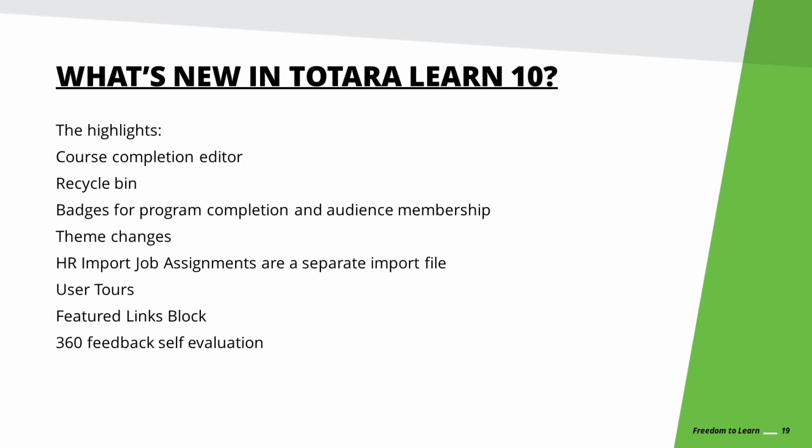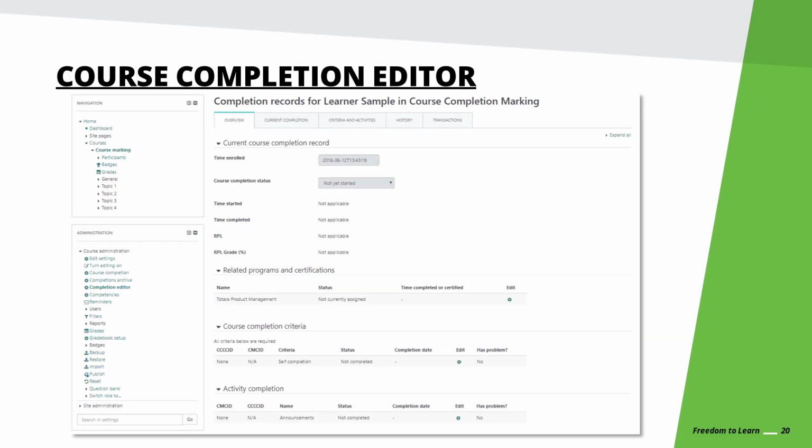So that's Totara 9. But then we build on that with Totara 10. Things that we see in Totara 10 include the course completion editor. We have the ability to go in and say, okay, here's this person, here's their course completion status. We can actually manage on a more granular level the date that they completed it.